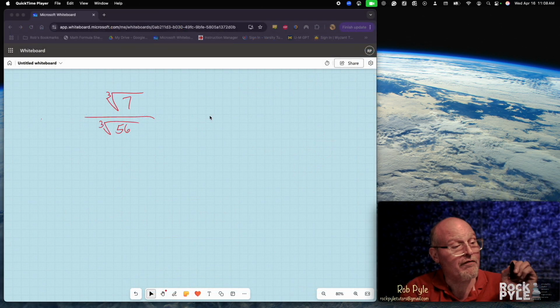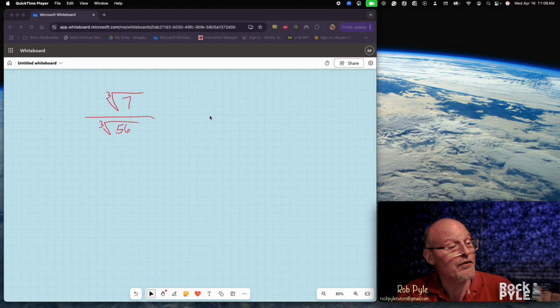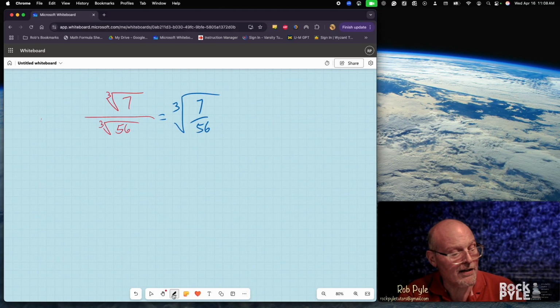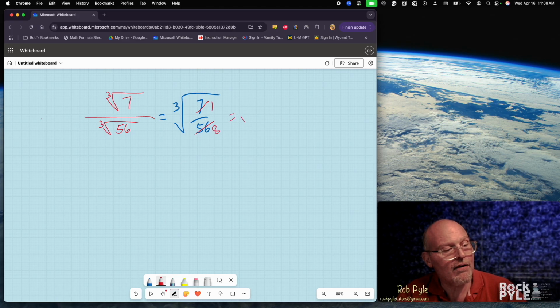What we're going to do involves cubed roots and dividing roots. So what I'm going to do here is first put the entire problem under a single root. So I'm going to do the cube root of 7 over 56, and then I can cancel here and divide both top and bottom by 7, and so now I get the cube root of 1 over 8.